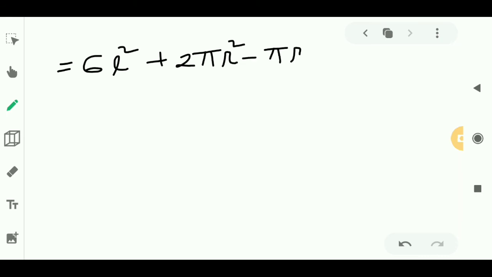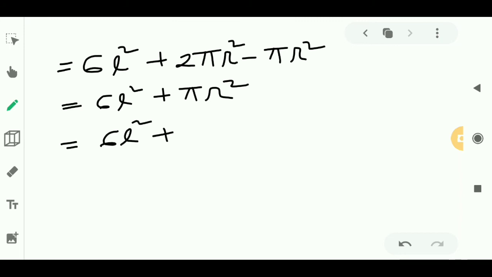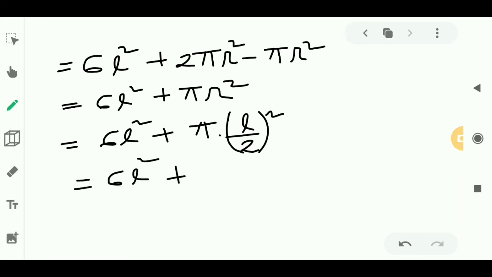Now we are going to put the formula: 6L square, then 2 pi r square, CSA of hemisphere, and the base is pi r square. So 6L square plus pi r square. Here the side is L only, so 6L square. Pi we will not put the value because the number is not given, so no need to put it here. But if you put it, then also no problem, but you will not get the answer according to the book. But that one also will be a correct one. Pi L square by 4.